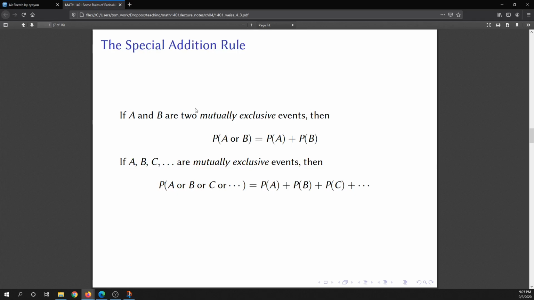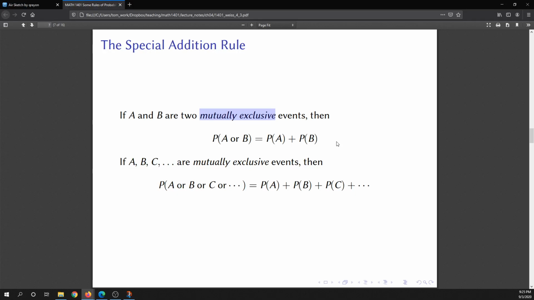All right, so the special addition rule says if A and B are two mutually exclusive events, then the probability of A or B equals the probability of A plus the probability of B. So remember what two mutually exclusive events means. That means events A and B cannot both happen at the same time.